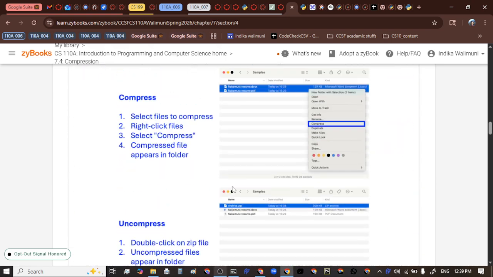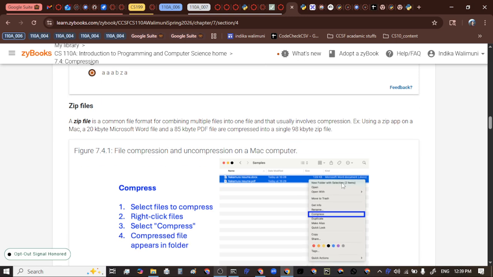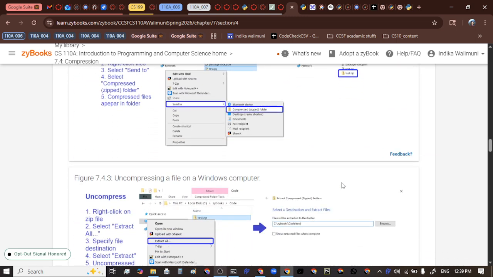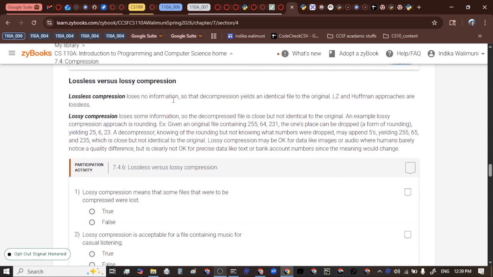So in zip files, it's basically a common compression technique, and you guys should read this. These are conceptual. Okay, so lossless and lossy compression. Can anyone give me an example of lossy compression? Huffman coding and LZ are lossless, right?